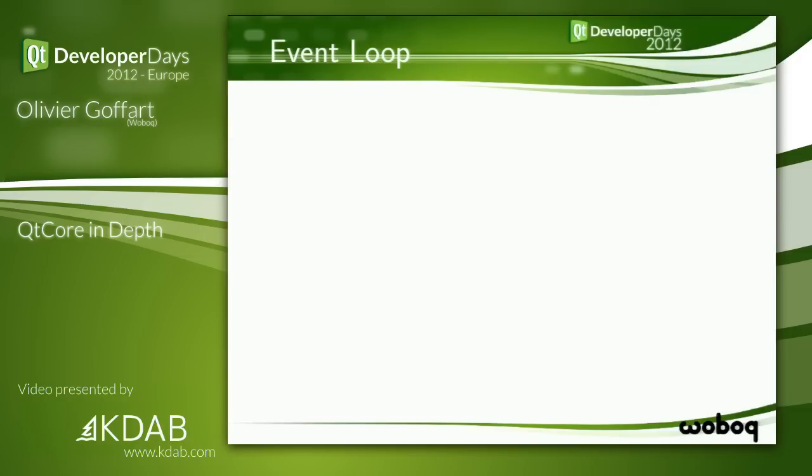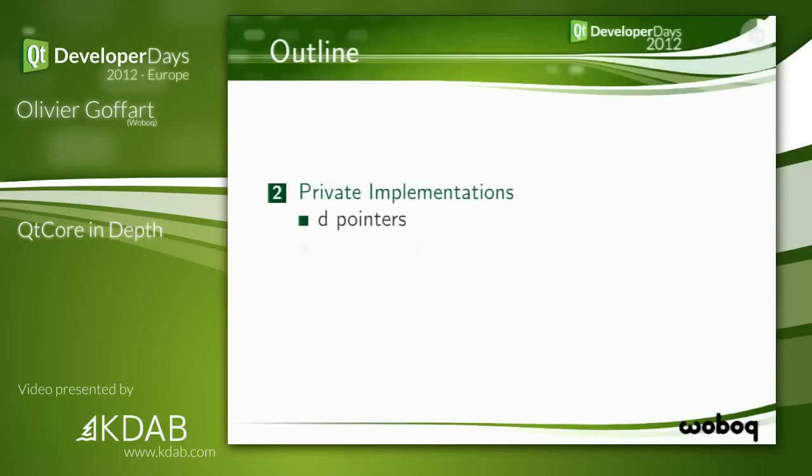So yes, that's a short introduction about the event loop. As I said, there's a lot to talk about. Let's move to the private implementation. So by private implementation, I mean those D pointers.